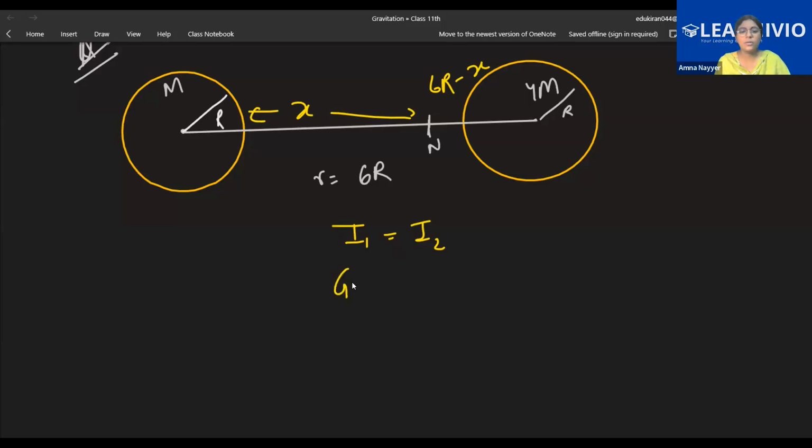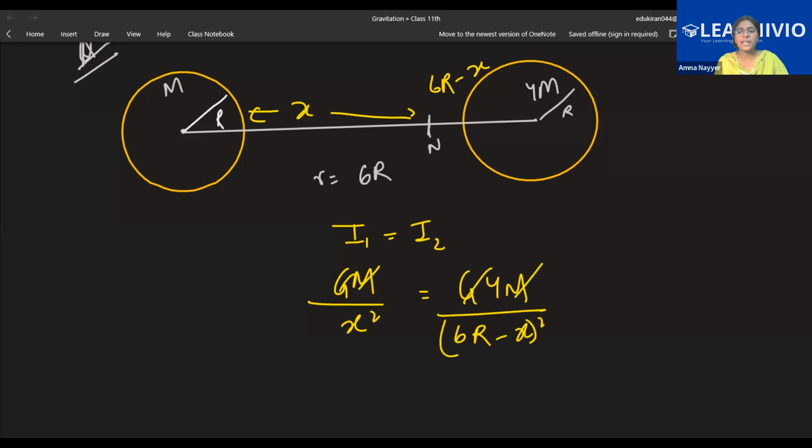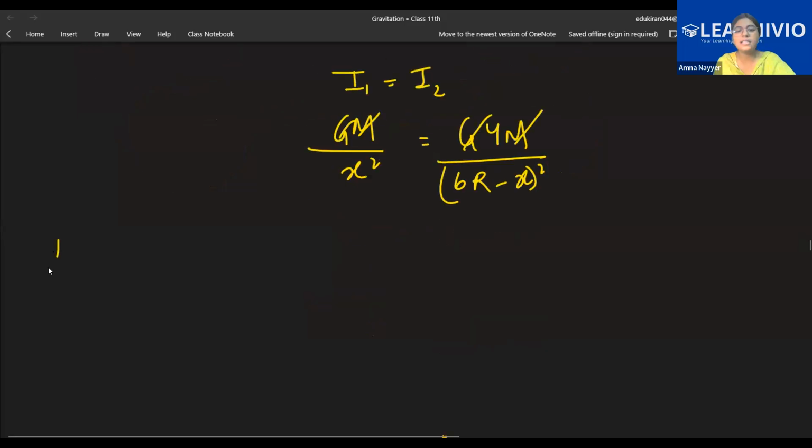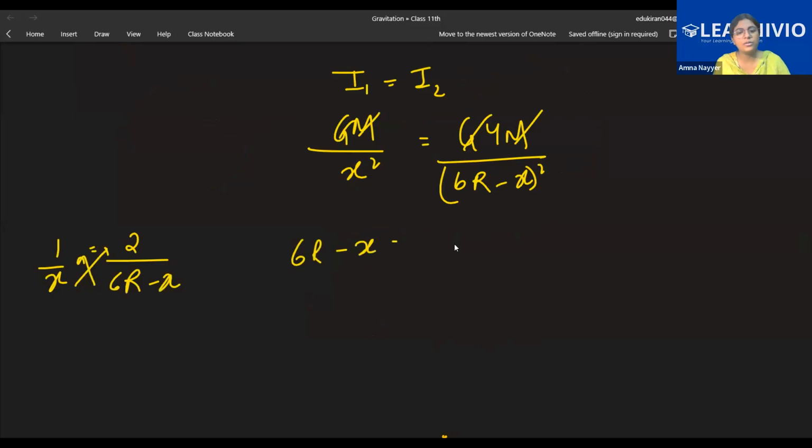So the field from this side is G capital M by x square, and from the other side, G 4M by (6r minus x) whole square. G and M get cancelled, and when you take the root, 1 by x is equal to 2 by (6r minus x). Cross multiplying, 6r minus x is equal to 2x. Shifting this x to this side, 6r is equal to 3x, so x is equal to 2r.